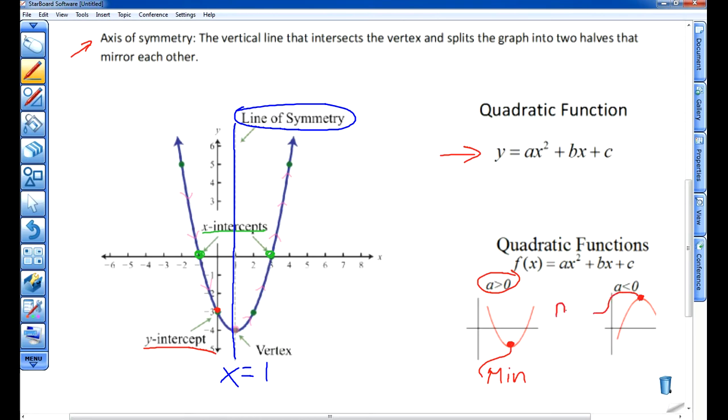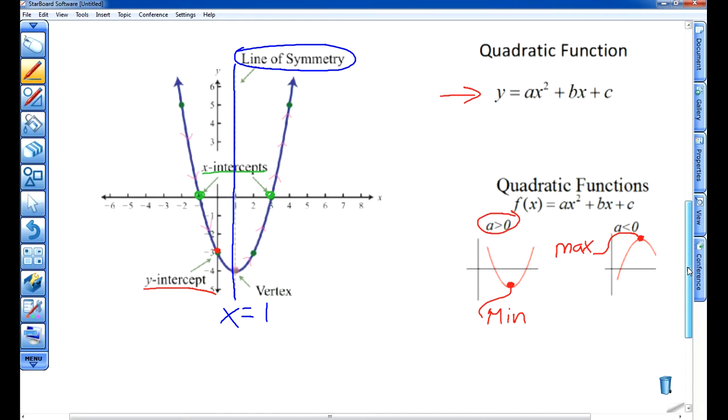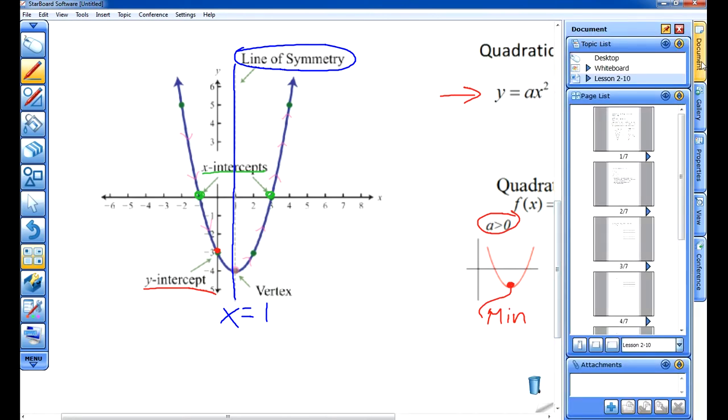Our vertex is the maximum point on our parabola. And again, the parabola opens down. So those are the key features of a parabola, the shape that we get when we graph a quadratic.